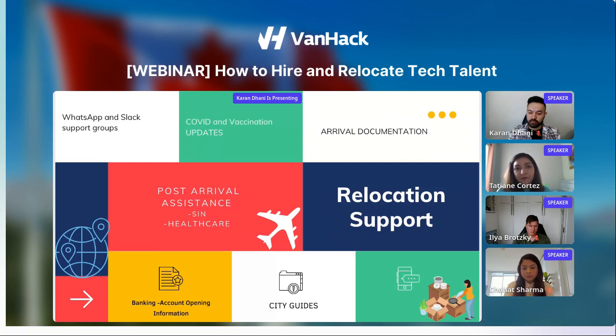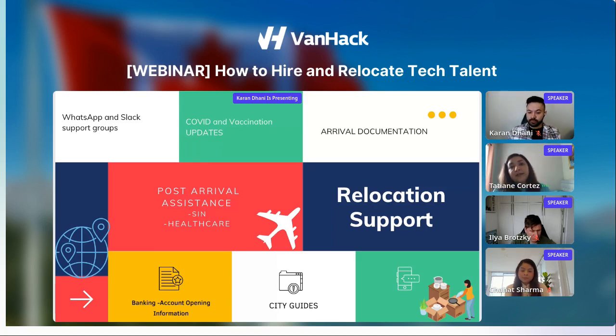So they can apply for the social insurance number. We tell them how to do that. We also talk about the health insurance, how they can obtain health insurance for them and for the family members. We talk about banks, how to open a bank account, what are the 5 biggest banks in Canada.